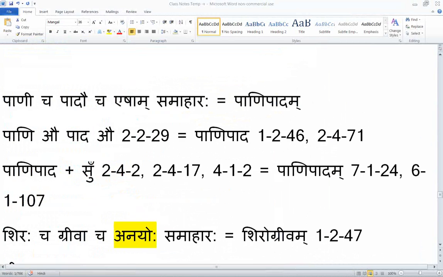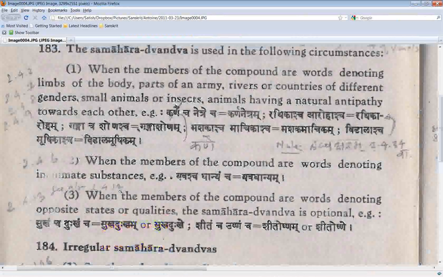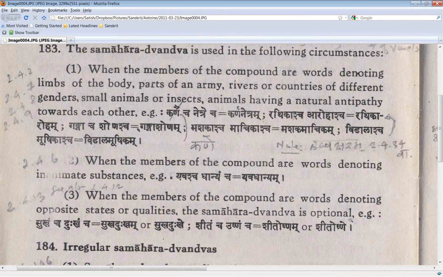And some of the other ones, let's see in the book now what we have left out. In the book, I think only one point is left now, which is this one. When members of a compound are words denoting opposite states or qualities, the Samahara Dvandva is optional. So, Sukham cha Dukkham cha, Sukha Dukkham, Sukha Dukkhe. Again, the same obvious question: why do we need this rule? We already have the optionality from Chachit Dvandvaha.